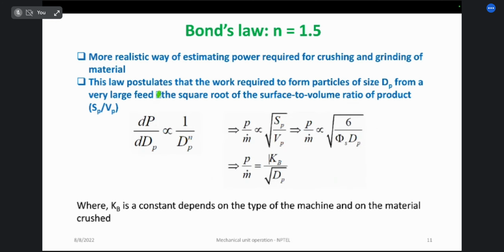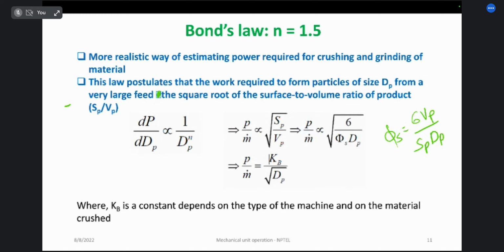Now, as you can see how this law can work. P by m dot is proportional to 1 over the root of dP, and in terms of the surface to volume ratio, we need to provide the root of Sp by Vp. Then if we provide the value of Sp from phi s, we have the sphericity value, 6 Vp by Sp dP. Then we can use the value of Sp by Vp from here as dP upon Sp by Vp is 6 upon phi s into dP.